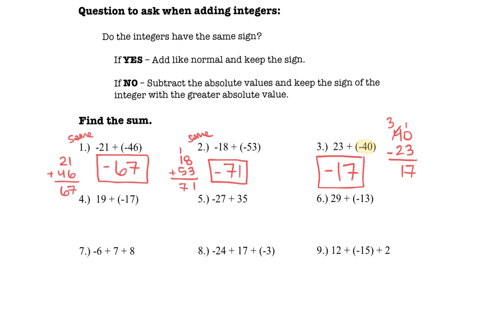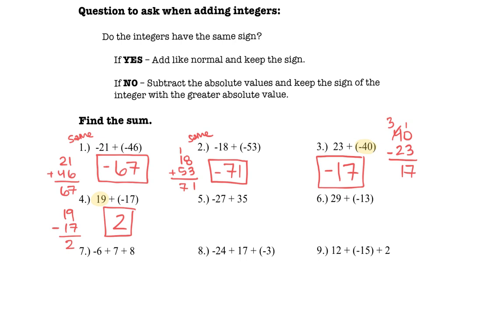Number 4, same signs or different signs? Well, these have different signs, one's positive, one's negative, so I need to look and see which one's further from 0. And the 19 is further from 0. So I'm going to do 19 minus 17. And this one you might not really need to show any work since that's pretty easy to know, it's 2. The 19 is further from 0. It's positive, so my answer is positive.